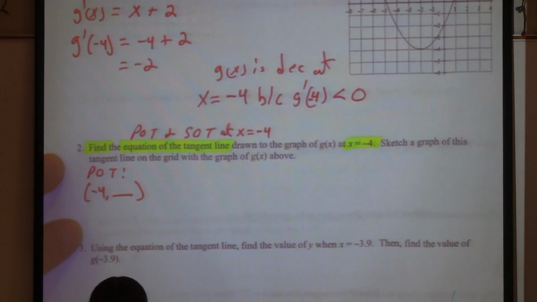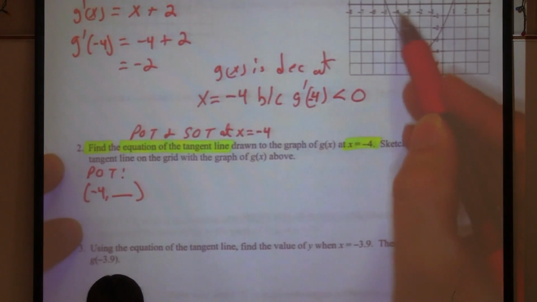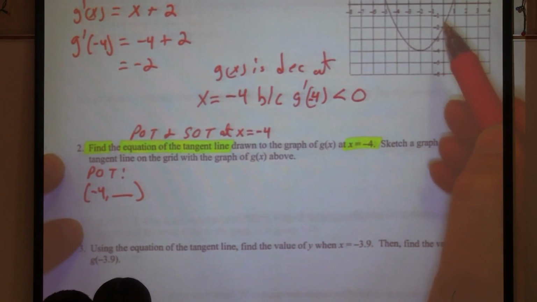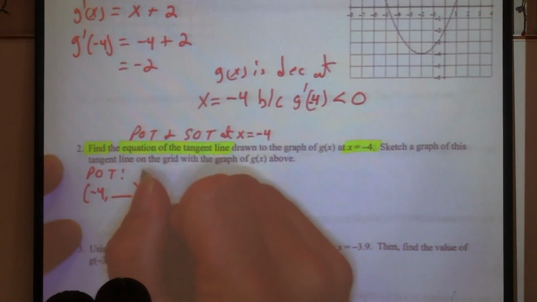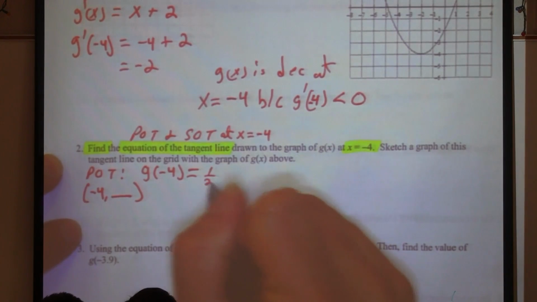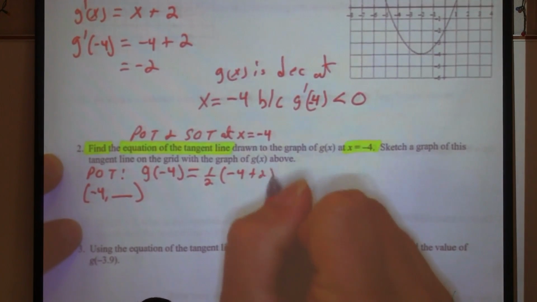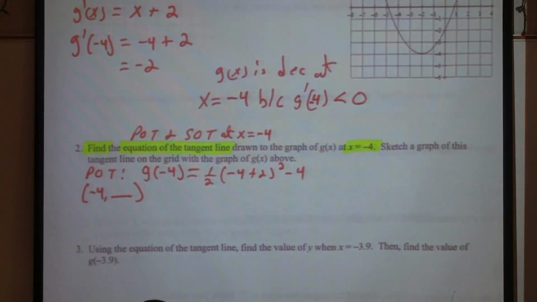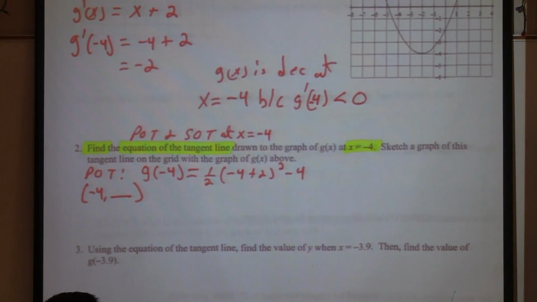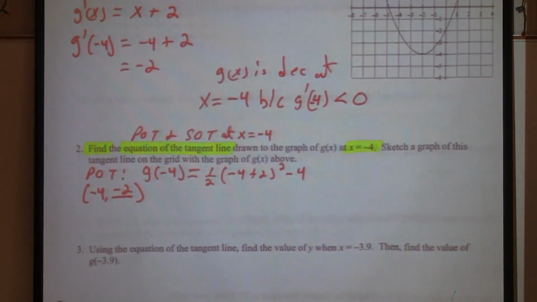Look at the graph? We could look at the graph, but what if it's not exact? It looks like it's what? Negative 2? Let's check if it is. How would I check if it truly is? Plug it into the original, right? So we get 1/2 times negative 4 plus 2 squared minus 4. So what's negative 4 plus 2? Negative 2. Negative 2 squared? 4. Half of 4? 2 minus 4? Negative 2. Are we okay? Did I lose you? You got all that?